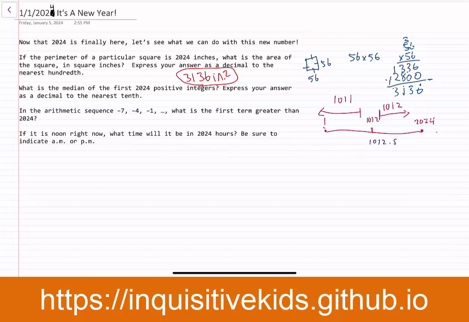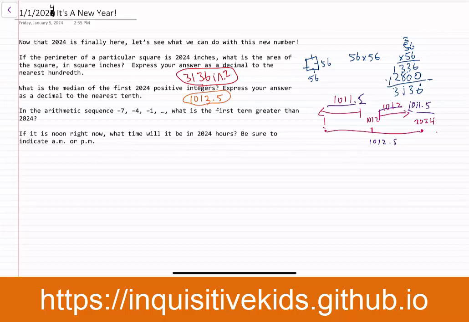So now let's try 1012.5. We get an extra 0.5 in the distance to the left and a minus 0.5 of the distance on the right. So now 1012 on the right, the distance, becomes 1011.5. Now you can see that the distances are equal. So the median of the first 2024 positive integers is 1012 and a half.